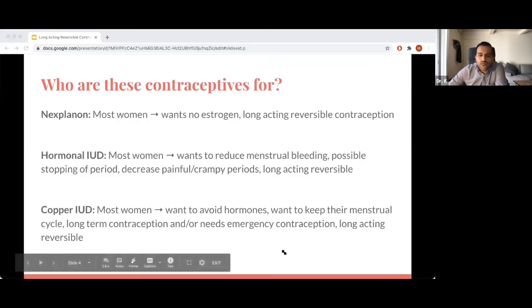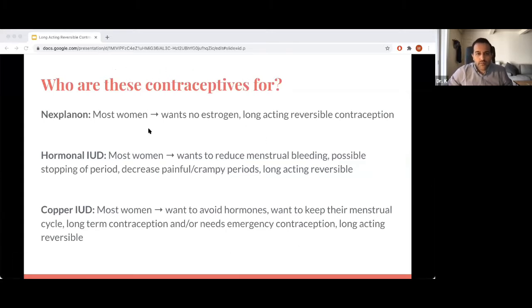So who is qualified to get these as contraceptives? A majority of women actually qualify to get these. I included very basic information in this slide in terms of what benefits people might see out of getting each of these contraceptives, but just to break it down a little bit. Nexplanon has a low dose of hormone, primarily progesterone, that's going through your body. And if you want to avoid estrogen-based contraceptives and you want long-acting reversible options, Nexplanon may be an option for you. There are some caveats to that.